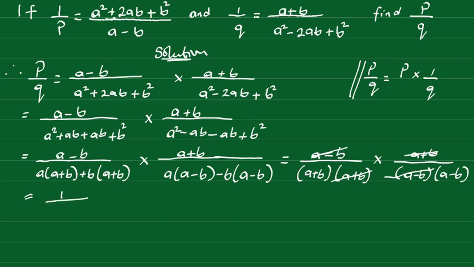over bracket open a plus b bracket close bracket open a minus b bracket close, which itself is a difference of two square terms. Therefore, we have this to be equal to 1 divided by a squared minus b squared as our final answer.